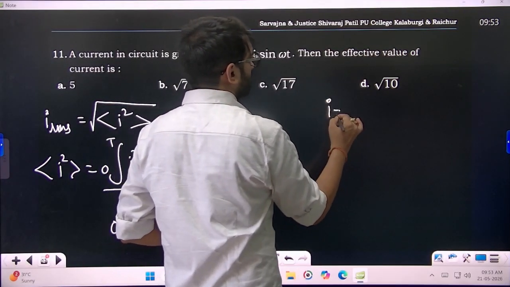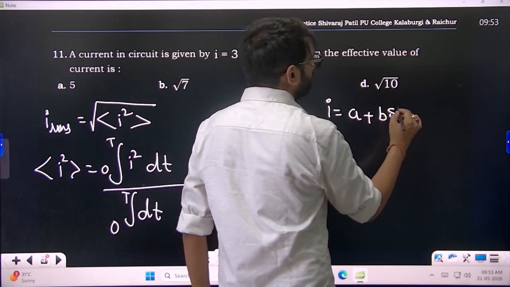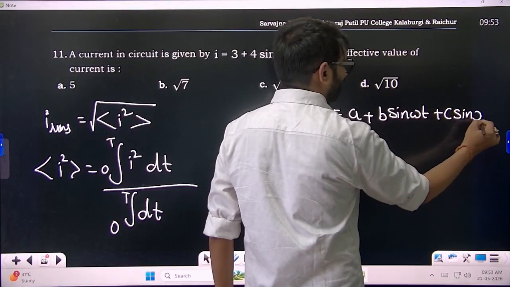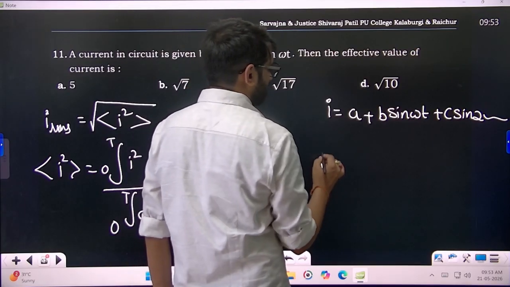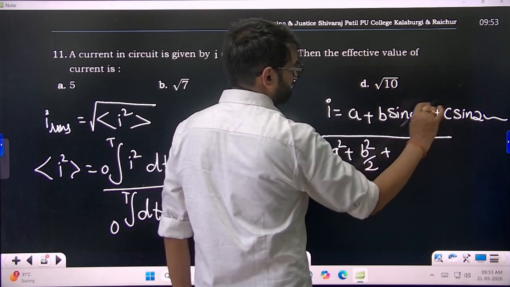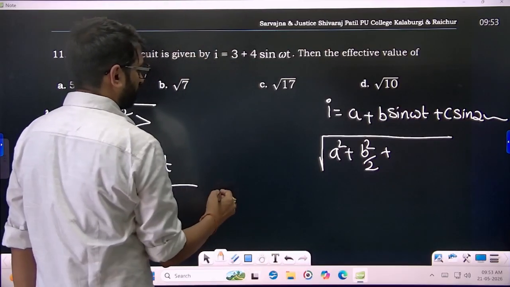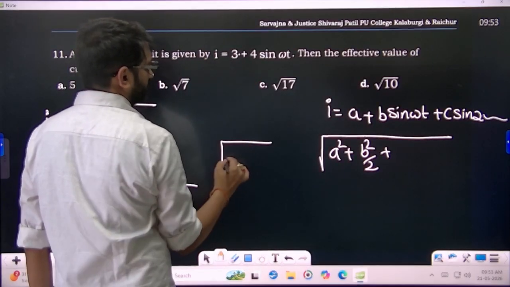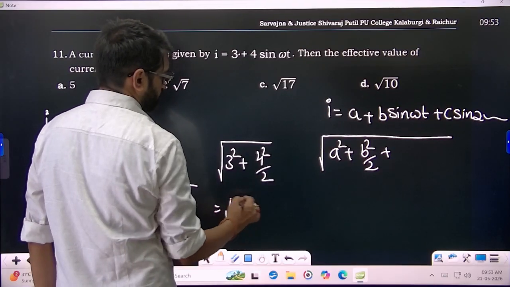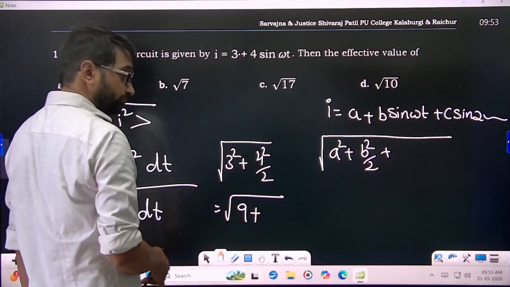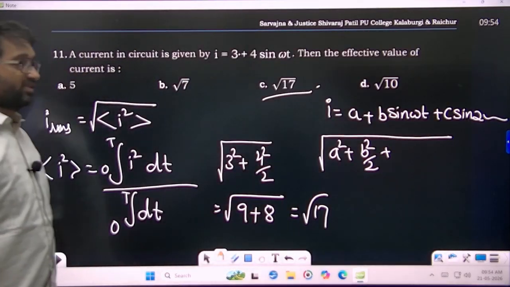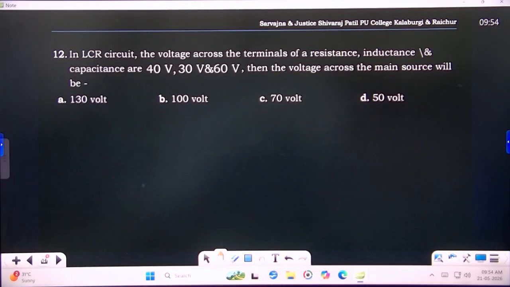If current I is equal to a plus b sin omega t plus c sin or cos of 2 omega t, whatever, then the RMS current is equal to the root of a square plus b square by 2 plus c square by 2 and so on. So if you apply the formula here, under root, 3 square plus 4 square by 2. So this is root over 9 plus 16 by 2, which is 8. So this will be root over 17. This is the answer. Next, 12th one.